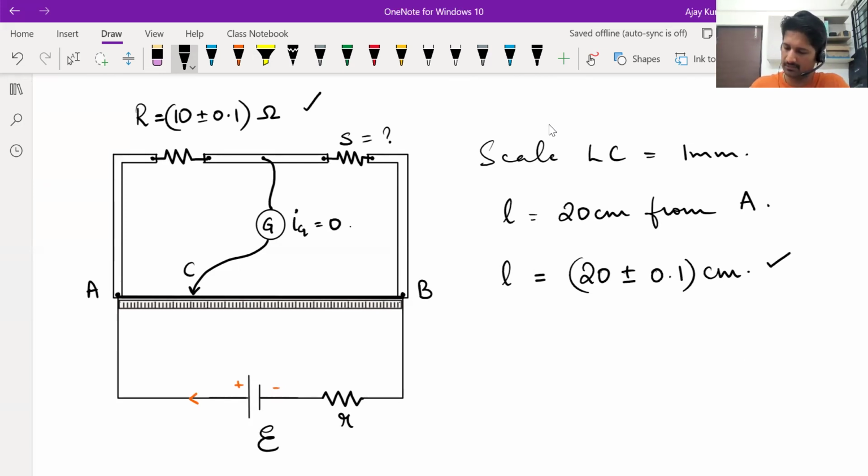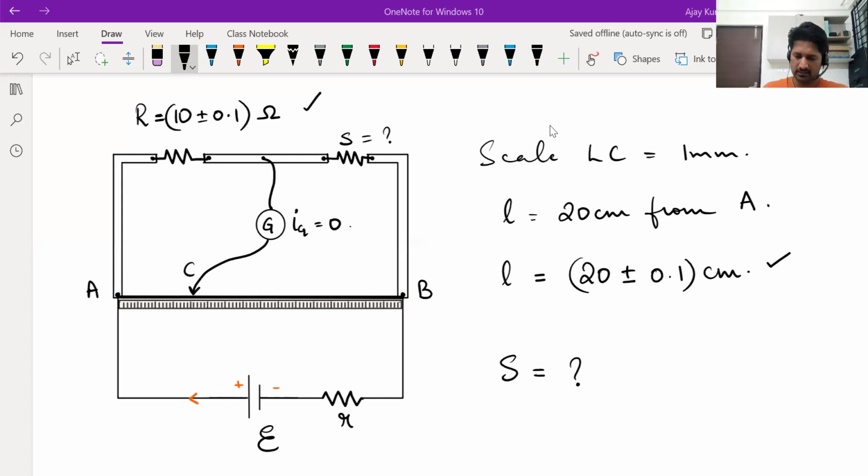Balancing length is given. The question is to report the unknown resistance. Known resistance is given, balancing length is given, report the unknown resistance. Now see, the known resistance has some error in measurement. The length also has some error in measurement. Then the unknown resistance that you calculate also will have some uncertainty. So you'll have to report its value along with the uncertainty. So think of a way to do it.